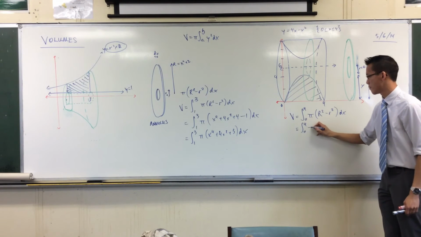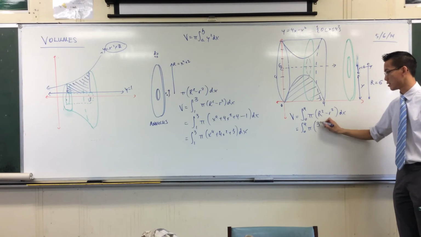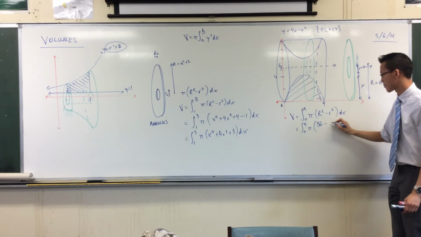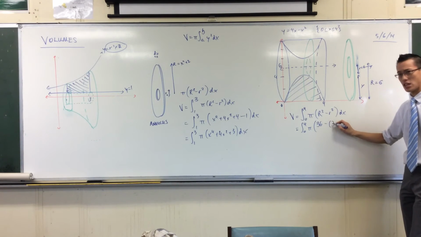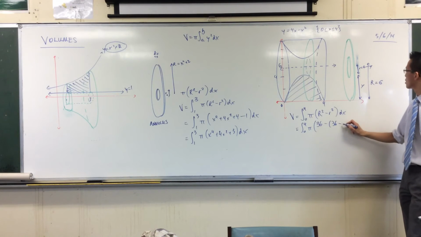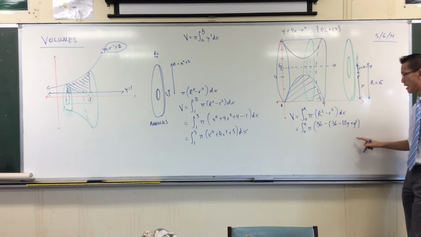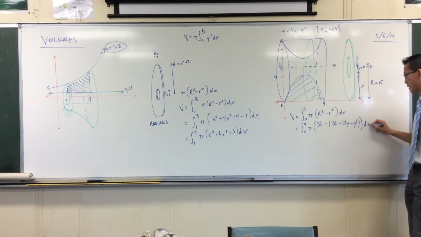Let's see. We already established that the big R is just 6, so that's 36. Okay? What's little r? It's 6 minus y, 6 minus y all squared. That expands to 36 minus 12y plus y squared. Is that okay? That's my little r squared with respect to x.